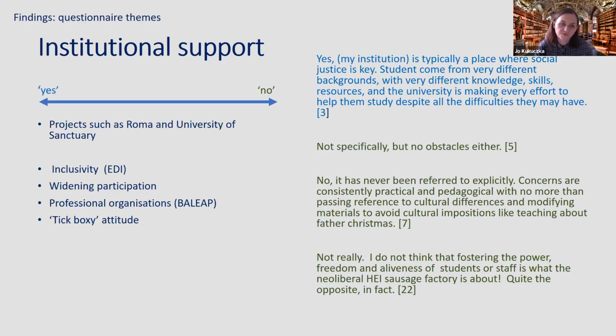So we had some sort of weak no's, like this one here, "not specifically, but no obstacles either," or "I'm sure if I asked for the support, I suppose it would be given to me." And then there were some strong no's, like this one here: "No, it has never been referred to explicitly." "Not really." Especially the bottom one: "I do not think that fostering the power, freedom and aliveness of students or staff is what the neoliberal higher education institution sausage factory is about."